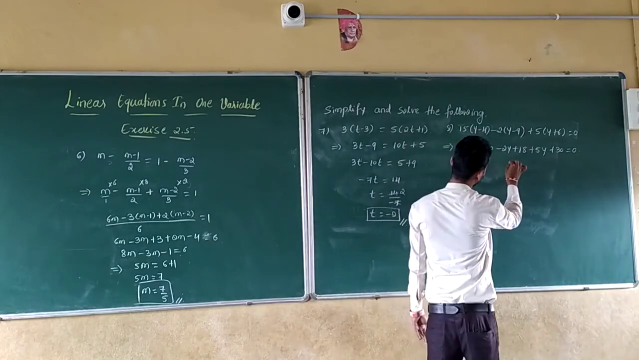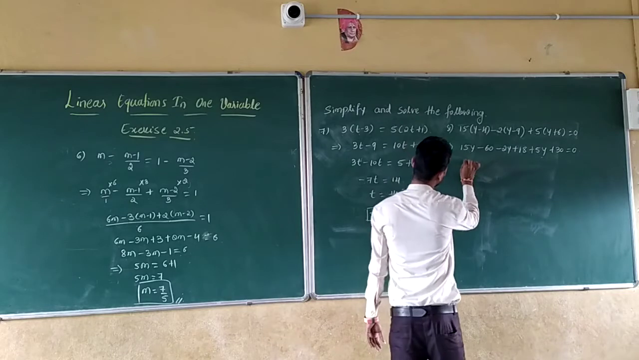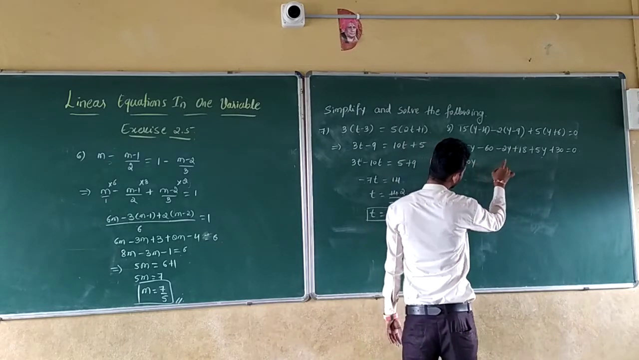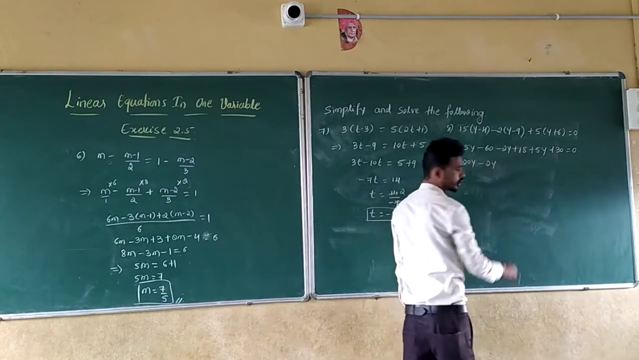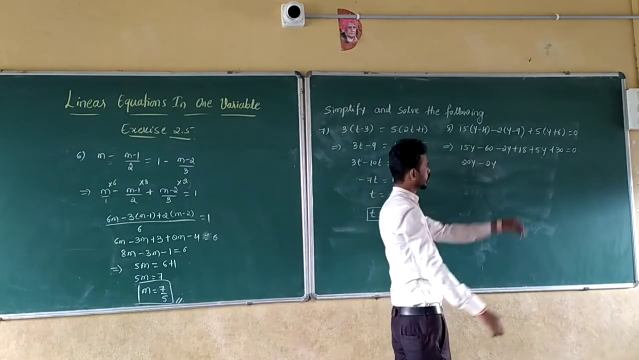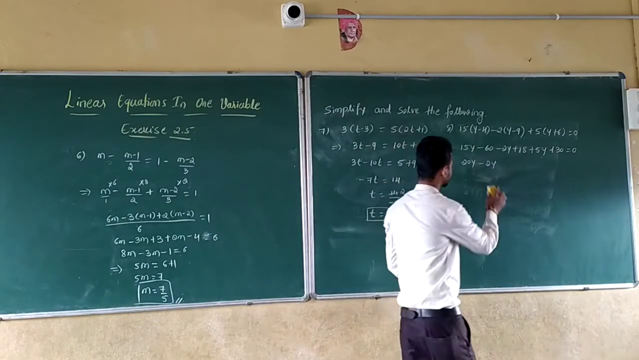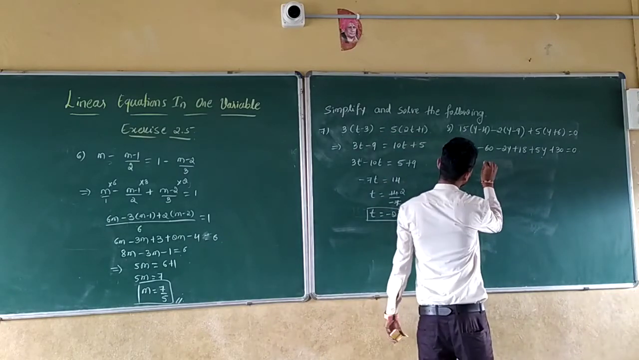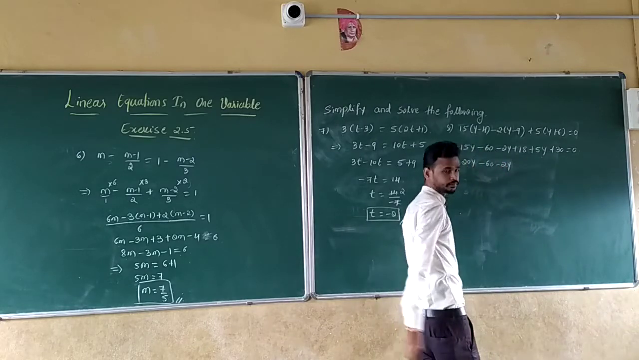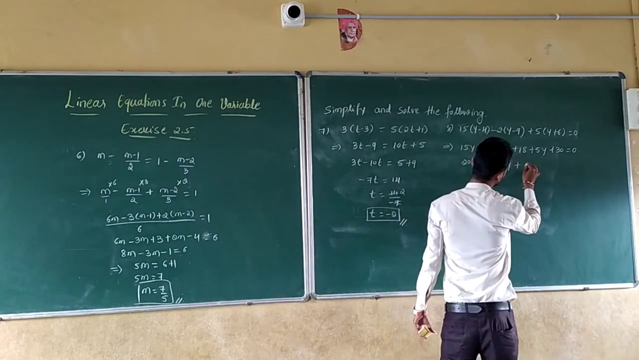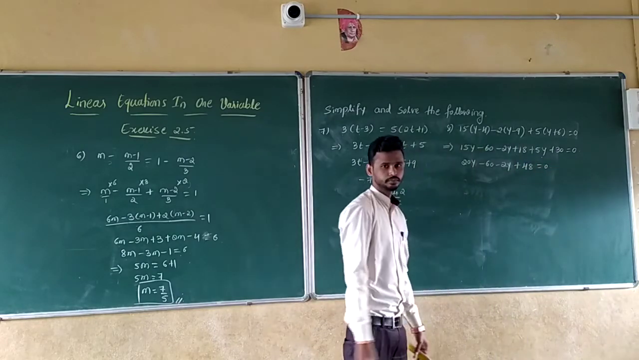Now 15y plus 5y, how much will get? 20y. Next minus 2y. Now here, alright, minus 60 first. How much will get? See, minus 60, minus 2y, 18 plus 30. How much will get? 48, which is equals to 0.